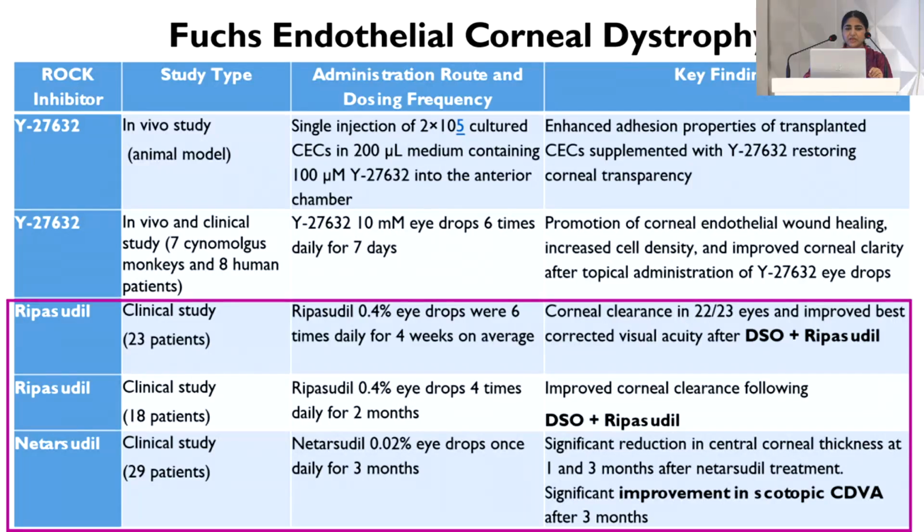Application-wise, if you look at the various studies which have used these Rhokinase inhibitors in Fuchs endothelial dystrophy, there are majorly 3 or 4 clinical studies with good sample size, and the majority are very small sample size case reports. There are 2 studies I'll name, which tested ripasudil along with DSO, with sample sizes of 23 patients and 18 patients. And netarsudil has been used as a standalone therapy in 1 study with a good sample size of 29 patients.